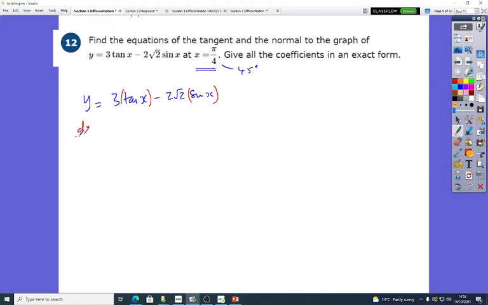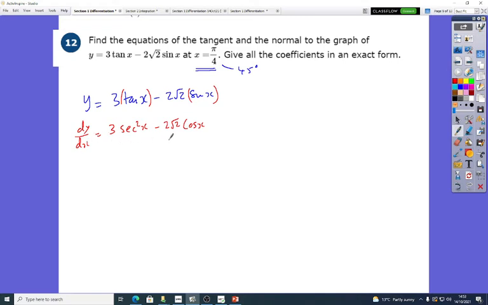If I do dy/dx, the constant does not change. Now, the differential of tan x is sec squared x, and minus 2 root 2, the differential of sine is cos x, as we all know. So the differential of that function is that. Simple.